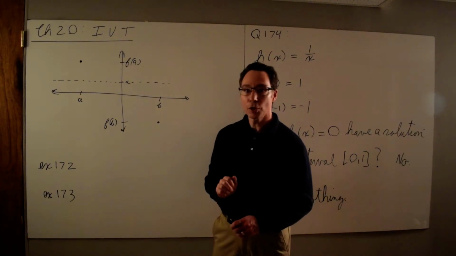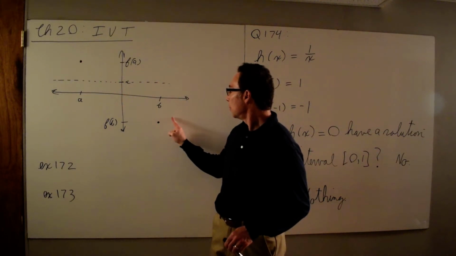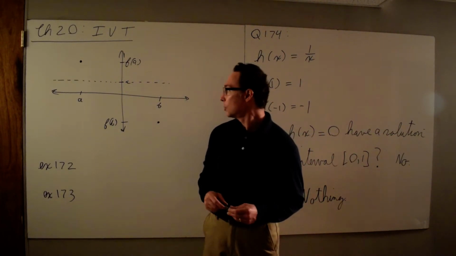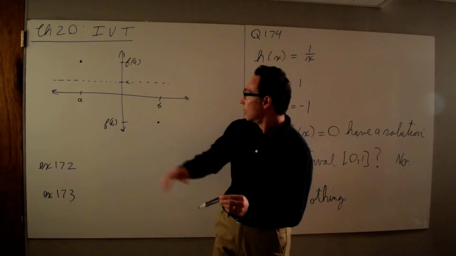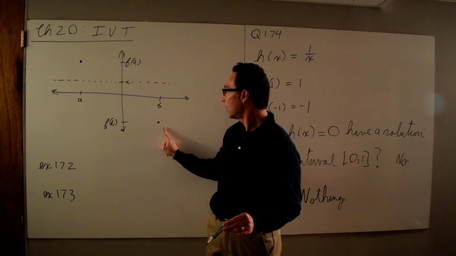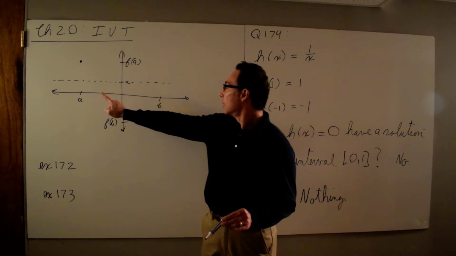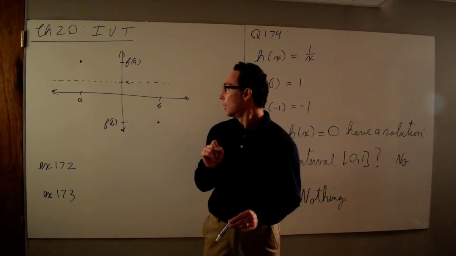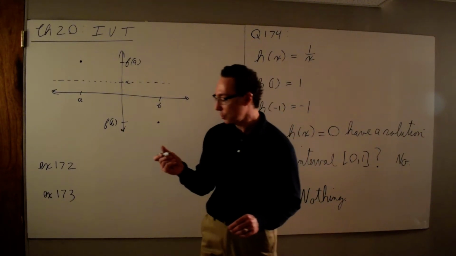So the question is, could we draw the graph of a function that includes this point and does not cross this line? Well, not if the function's continuous, we can't. If we start here and end up here, and we're drawing the graph of a continuous function, we have to cross this line. To get from here to here, we have to cross this line. The intermediate value theorem doesn't say where, and it doesn't say how many times.